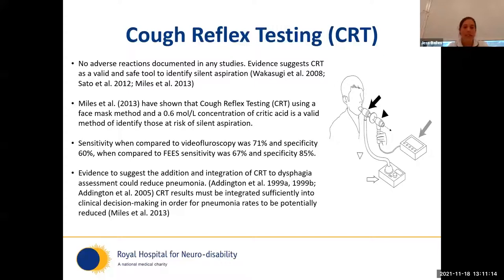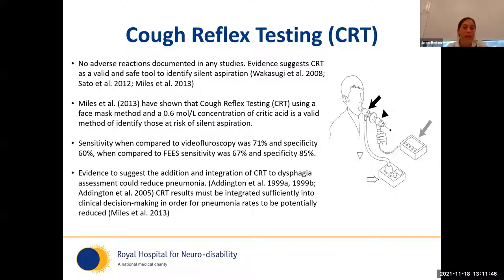So when we look at the figures here, the sensitivity and specificity of cough reflex testing compared to FEES and videofluoroscopy is not ideal. And it's certainly not a perfect tool, but it is a quick test. And when you use it in conjunction with other information gathered from your clinical swallow evaluation, it does help to identify those most at risk for silent aspiration. And it can also provide prompts to therapists to make referrals for instrumental assessments a lot earlier on in their management.